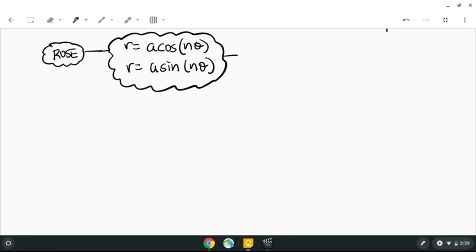So over here, the n, the number next to theta, determines the number of petals. If n is an odd number, then you have n petals. So if it's 3, then you have 3 petals. If it says 5 theta, then you have 5 petals.